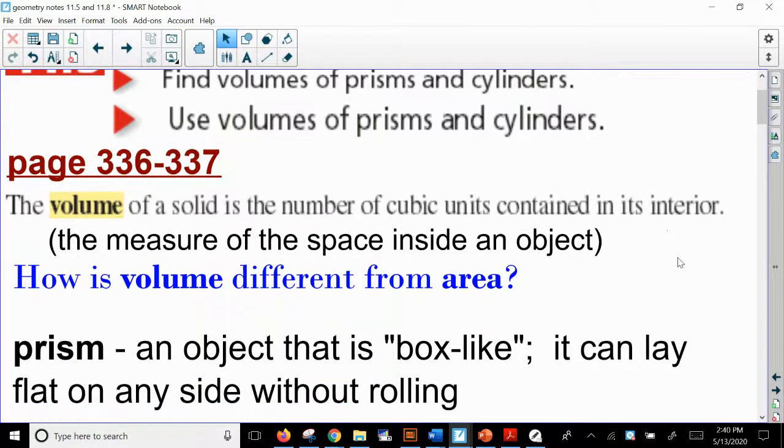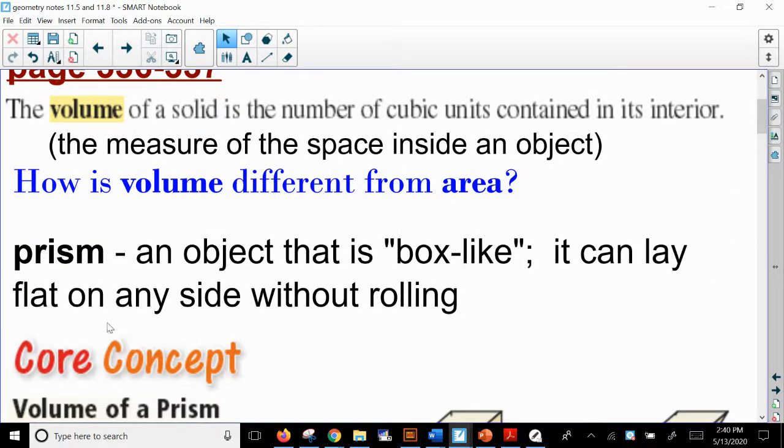So understand that volume is basically the space inside of an object. Unlike area, where we're talking about a flat surface, volume is an actual 3-dimensional object. It has a length and a width and a depth. Or some people say length, width, and height.